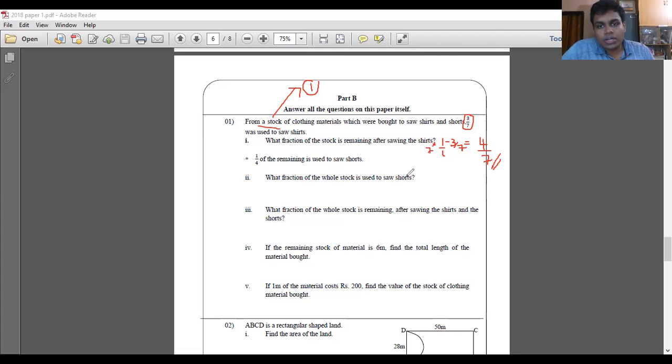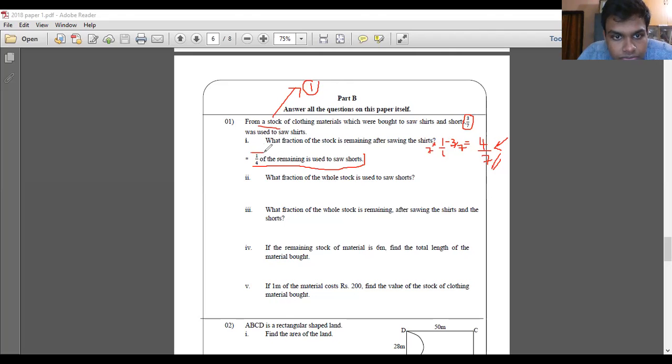What fraction of the whole stock is used to sew shorts? But remember, 1/4 of the remaining is used to sew shorts. Out of the whole 1 unit, 3/7 was used to sew shirts, and the remaining is 4/7. Now out of that 4/7, they say 1/4 of the remaining is used.